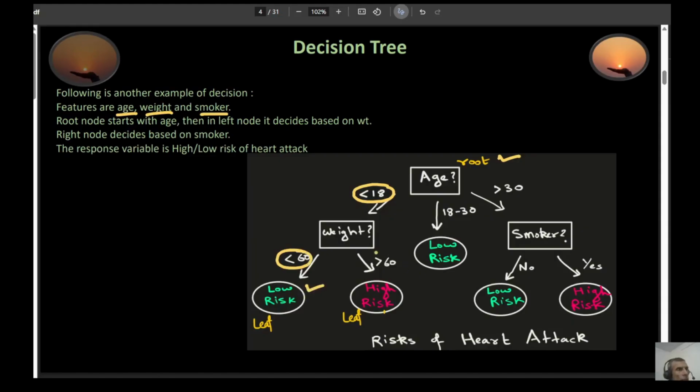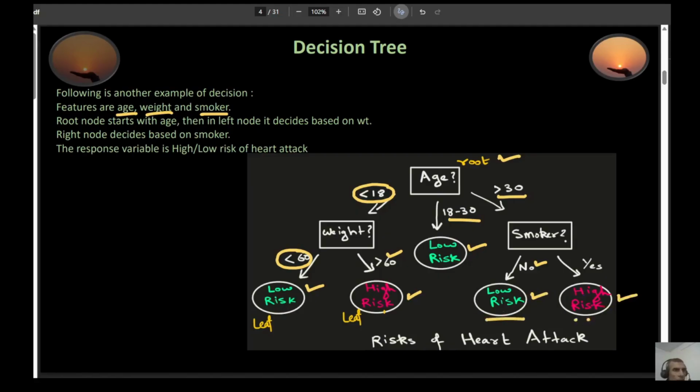On the other hand, if the weight is more than 60, then you're going to classify this person as a high risk. Age, if it's between 18 and 30, then you're going to classify this person as a low risk. On the other hand, if the age is more than 30, then you're going to ask another question. What about the smoker? Is he a smoker or not a smoker? If the answer is no, he's not a smoker, then you're going to classify this person as a low risk. On the other hand, if he is a smoker, you're going to classify them as a high risk.